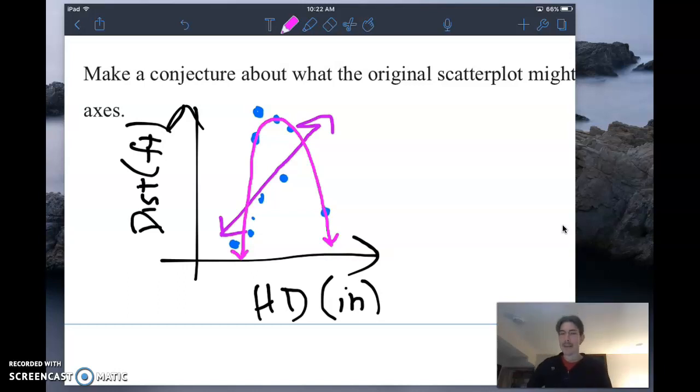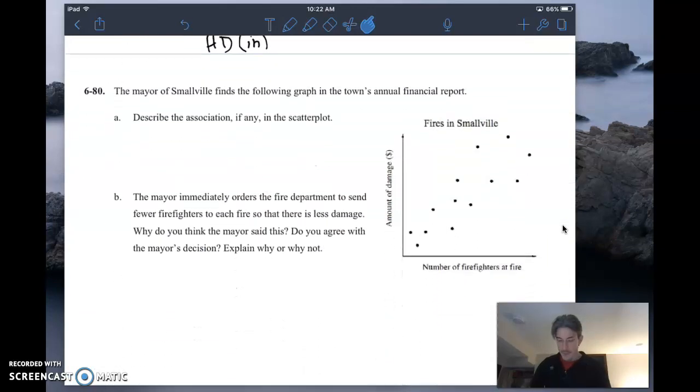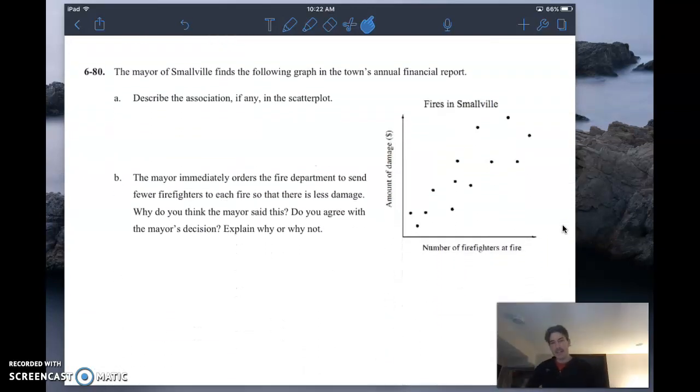Where we're going might inform some of the decisions that we're maybe making or talking about right there, but the linear model may not be the best model, okay? Let's keep on keeping on. Let's take a peek at one more problem that might help do some informing for us. In 6-80, we're going to talk about Smallville still.